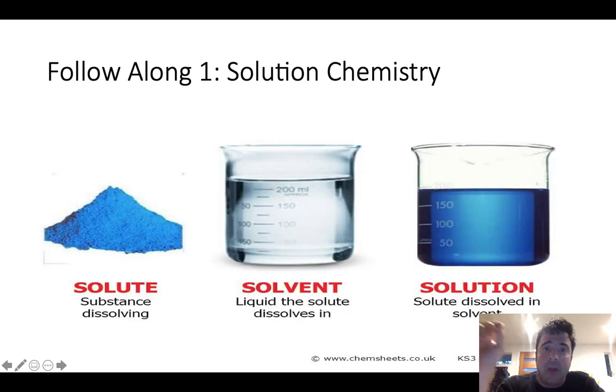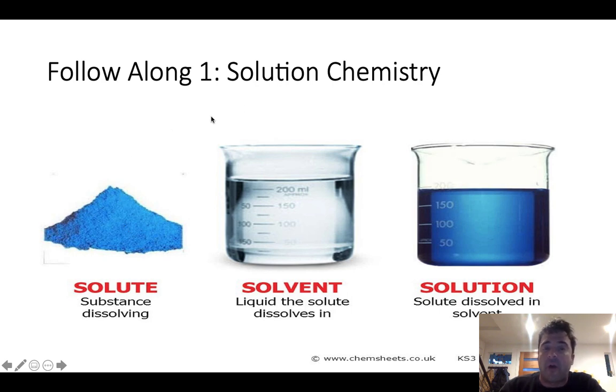Now, in order to talk about solution chemistry, a good place to begin is just by talking about what a solution is. So a solution has two components. You have what's called a solute, and a solute is a substance being dissolved. In this case, the solute is this blue powder. Before we put the solute into the solvent, which is the liquid that the solute dissolves in, or the liquid that's doing the dissolving, we refer to this solute as being a solid. So we have solid blue powder.